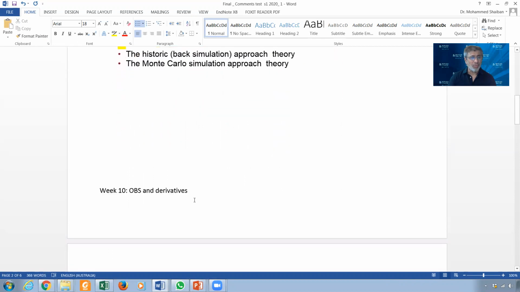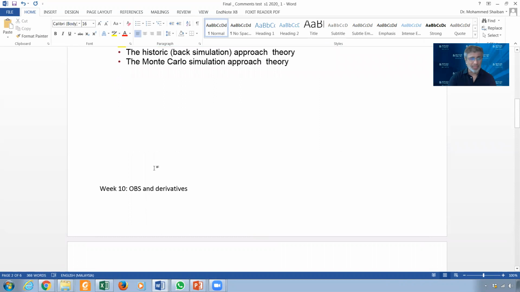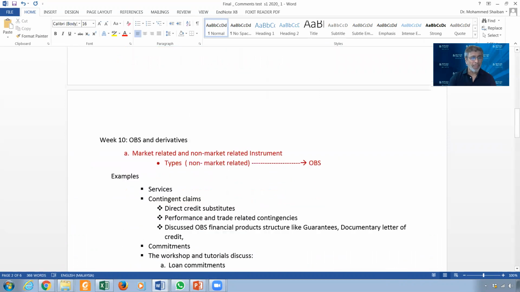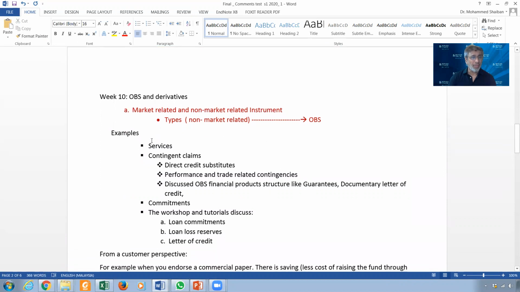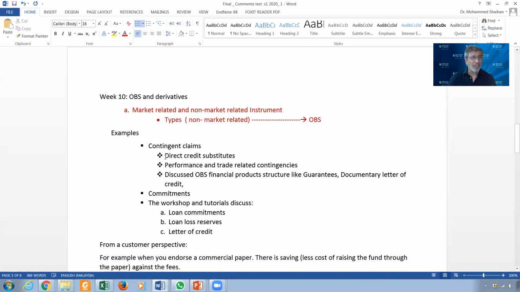Week 10, when we talk about the OBS and derivatives, I think we first wanted to know the market-related and non-market-related. These are the main divisions. The off-balance sheet is the non-market-related, the OBS, and the market-related is the derivatives. Here we talked about the swaps. I don't want you to worry about the swaps, actually. You can just take it off. But most of our work is in the OBS part.